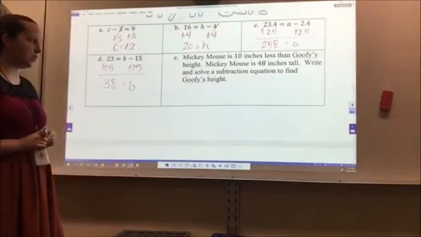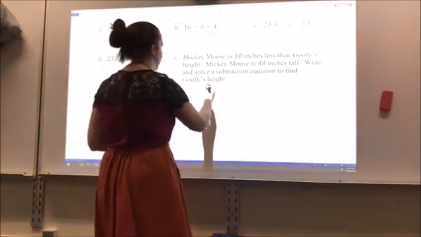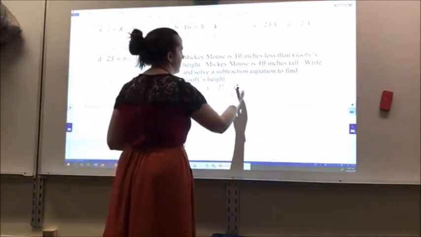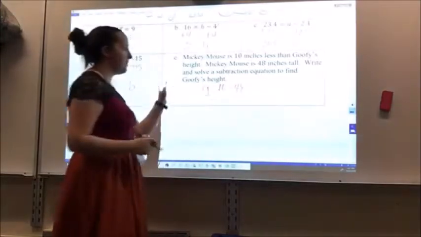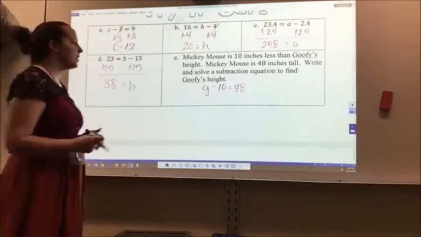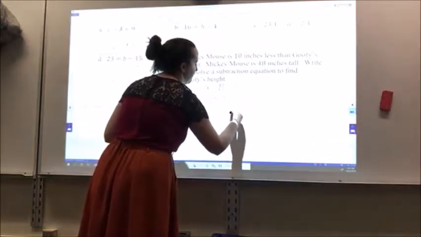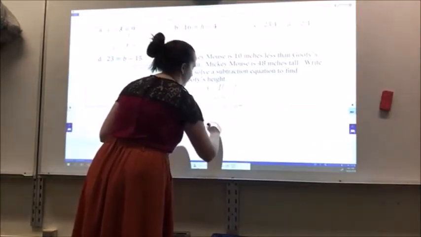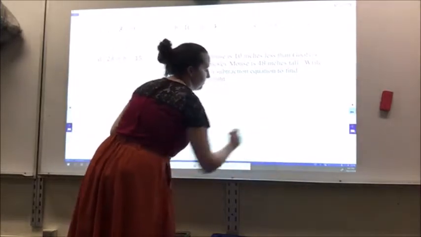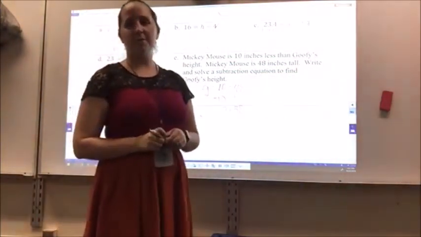Mickey Mouse is 48 inches tall. Write and solve a subtraction equation to find Goofy's height. I'm going to let g equal Goofy's height. So g minus 10 equals 48, because Mickey Mouse is 10 inches less than Goofy, and Mickey Mouse is 48 inches tall. So I add 10 to both sides. So g is 58, which means Goofy is 58 inches tall. And that is the end of Chapter 7, Lesson 3.